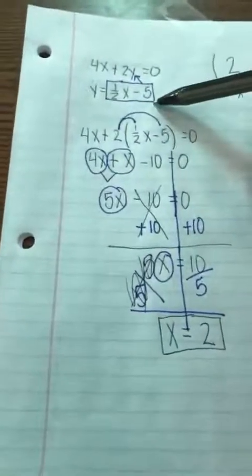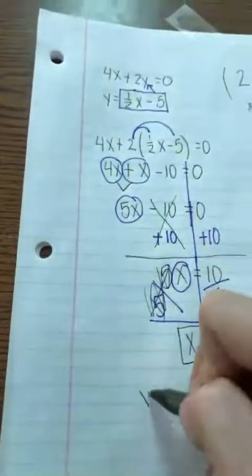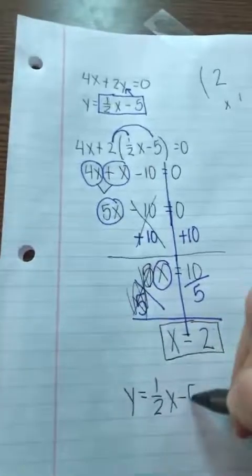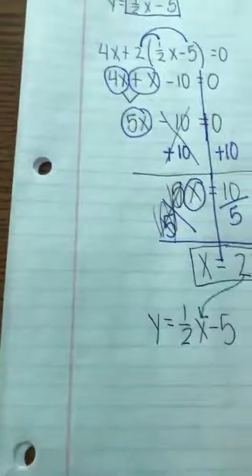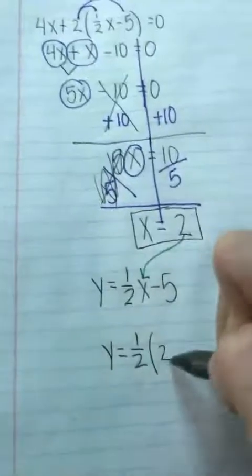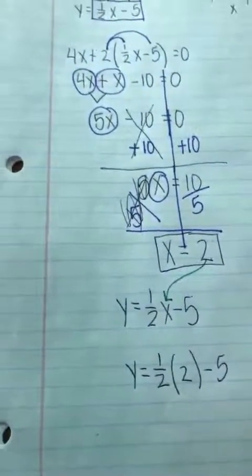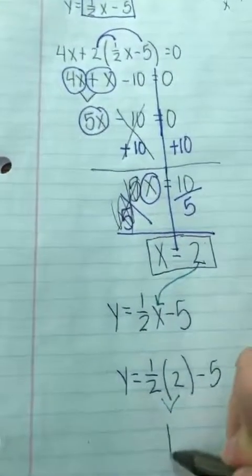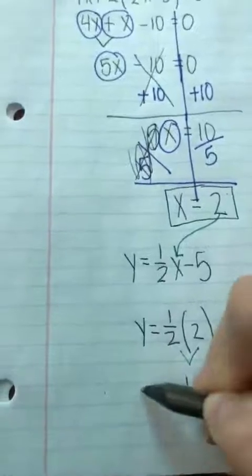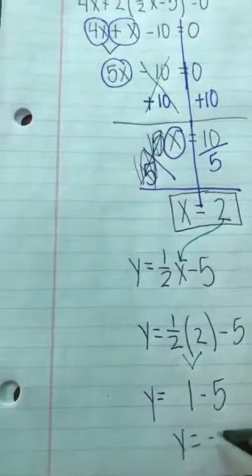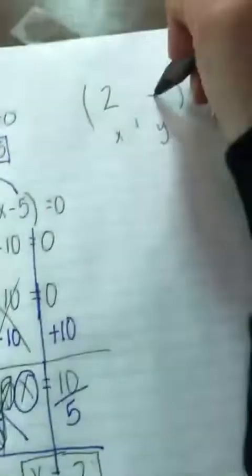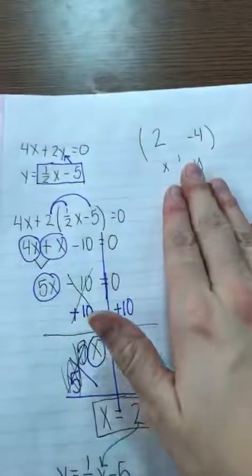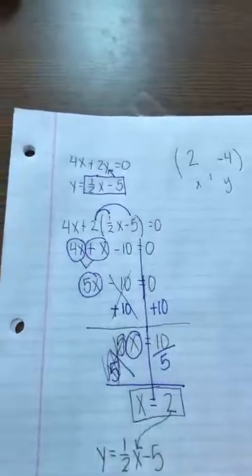Again, I like to plug this back into the equation that is in slope-intercept form. So I'm going to start with that. And this time, instead of writing an x, I'm going to plug in my 2. So I have y equals a half times 2 minus 5. Half of 2 is 1. 1 minus 5 will give me negative 4. So y equals negative 4. So up here, my y is negative 4. So this is my answer to the system of equations. These are the only 2 points that will work for both equations at the exact same time.